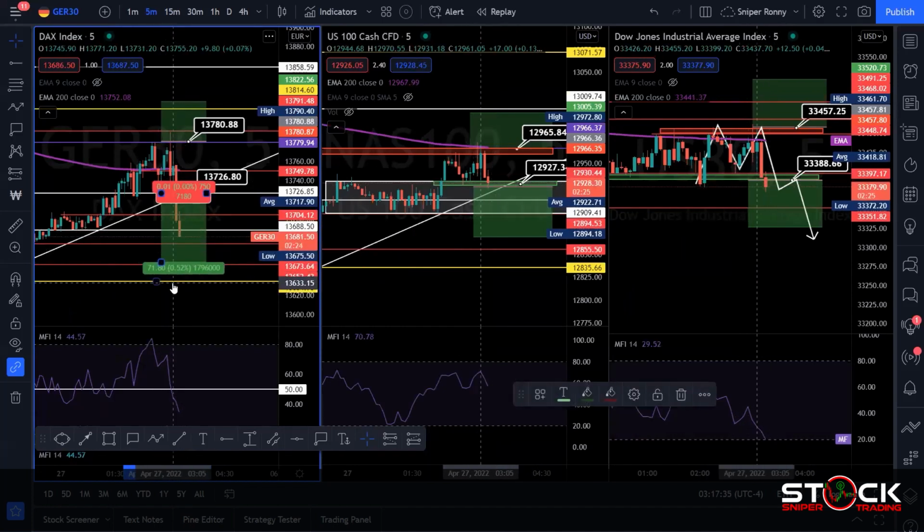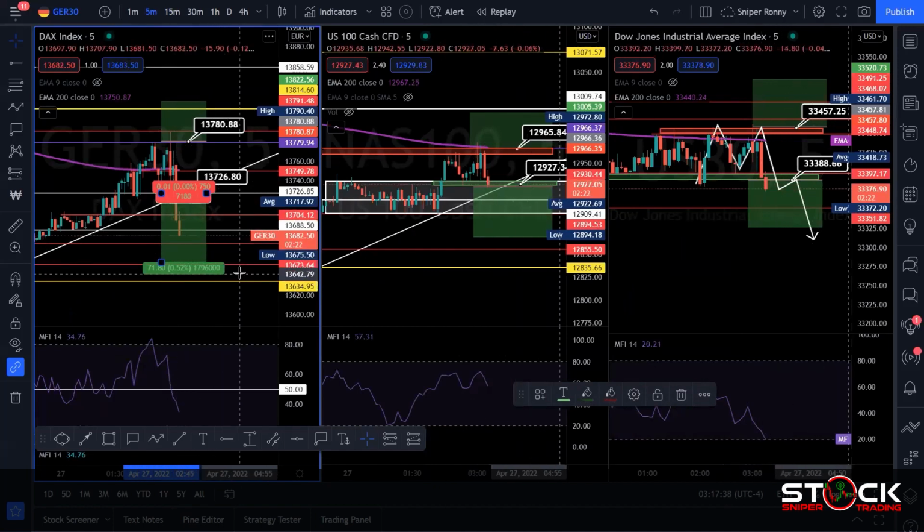And look at the daily. The daily is right here. Here we go, guys. Let's go. Let's grab some pips here. US30, I see it's peaking. It's trying to break.